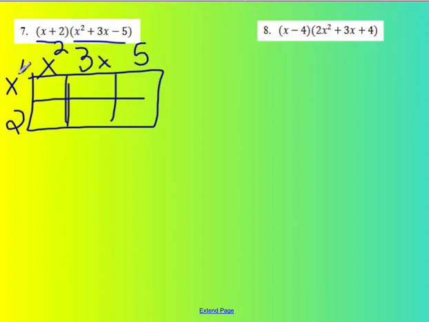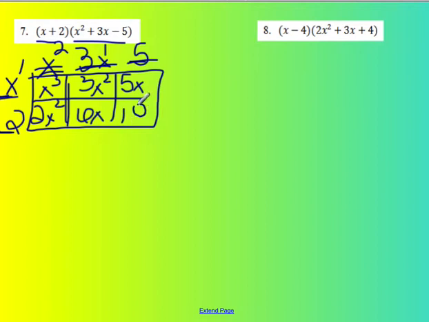So now this is the same as x to the first. X to the first times x squared. Add those exponents and you get x cubed. X times 3x. 1 times 3 is 3. X to the first times x to the first. Add those exponents and you get x squared. X times 5 is 5x. 2 times x squared is 2x squared. 2 times 3x, 2 times 3 is 6, and then you'll keep the x. 2 times 5 is 10.